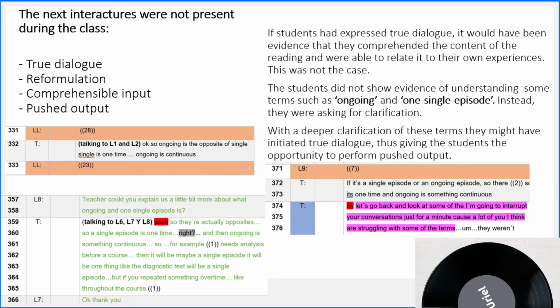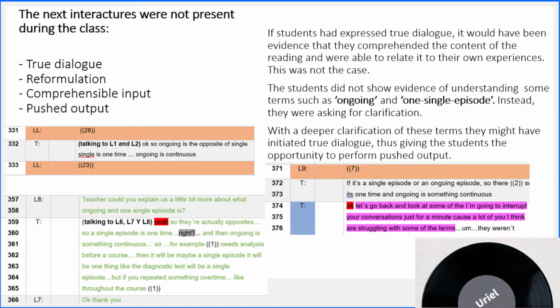Now, by reformulating and providing the students with comprehensible input before the cross discussion activity, perhaps the learners might have been able to understand the terms used in the reading. However, they did not show evidence of understanding some terms such as "ongoing" and "one single episode." Instead, they were asking for clarification. This is evident in line 331 and again in 371 and 372.